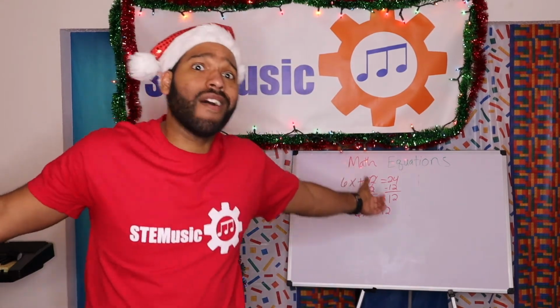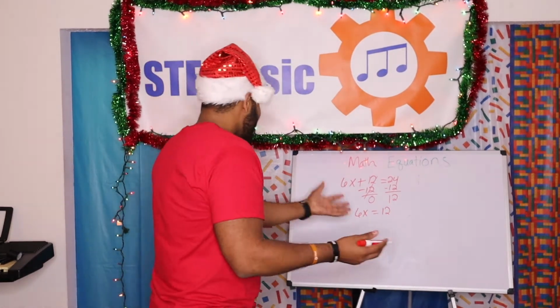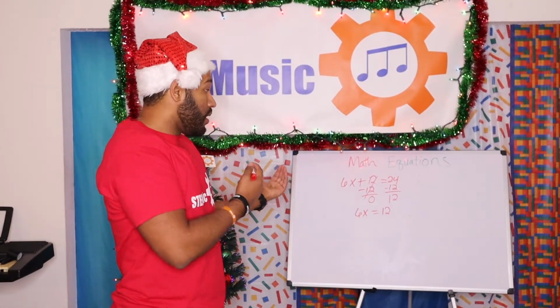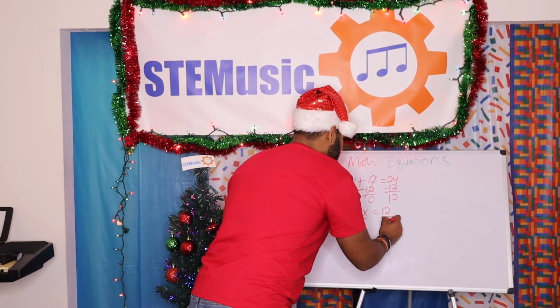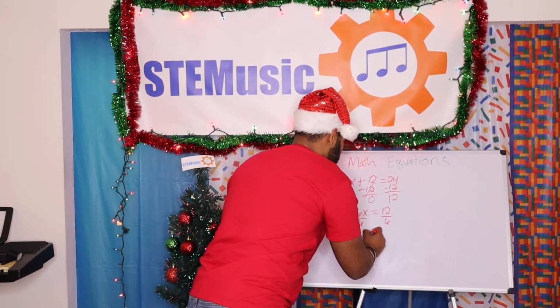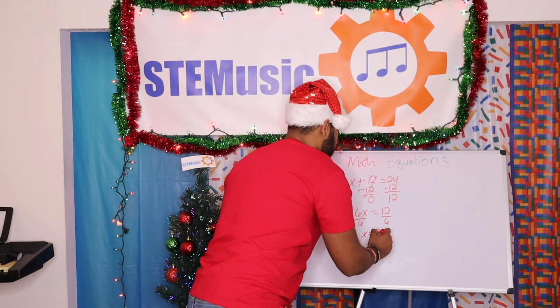Y'all are like, I can solve that in my head. Cool. We're gonna keep working it though. So, it looks pretty simple to me, like what we were doing a little earlier. So I'm just gonna divide out this 6, and that brings me to x equaling 2.